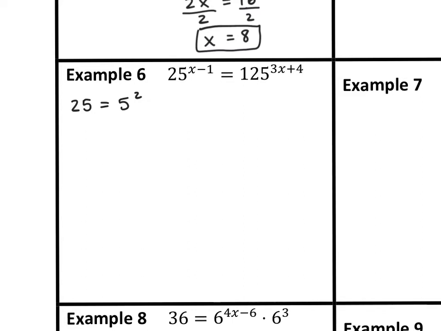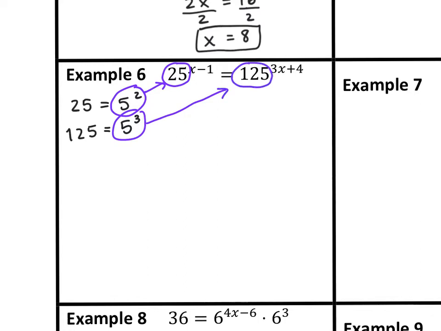Okay, and then 125 is actually equal to 5 to the third power. 5 times 5 times 5, right? If I multiply 5 three times, I should get 125. So I'm going to make two substitutions here. I'm going to substitute 5 squared for 25. And I'm going to substitute 5 to the third for 125.